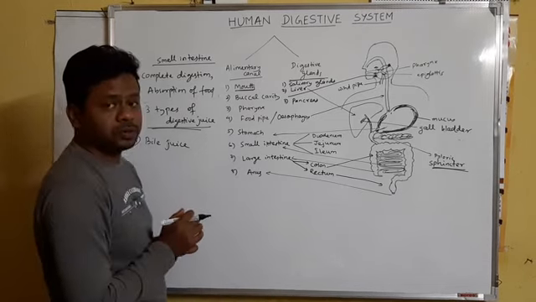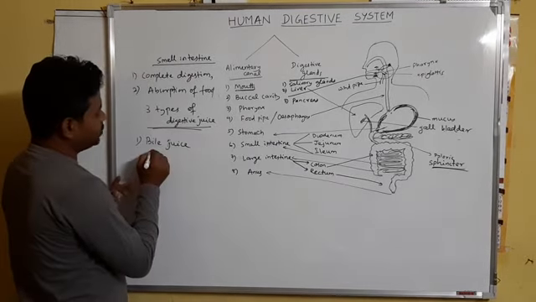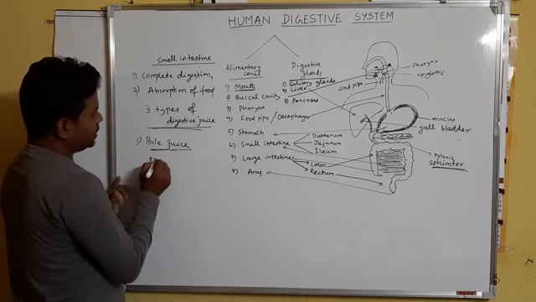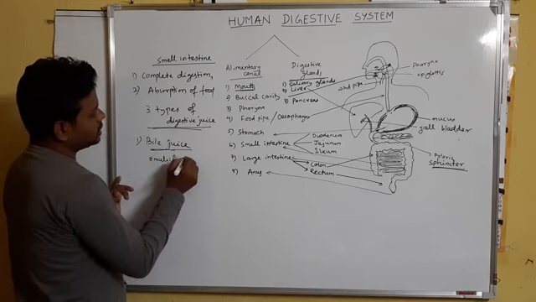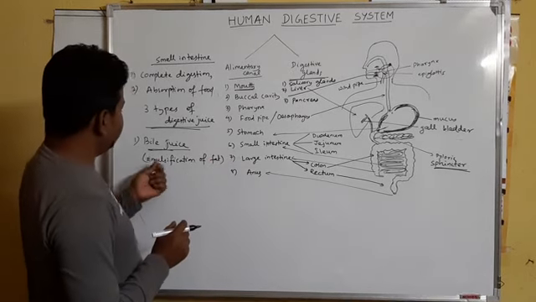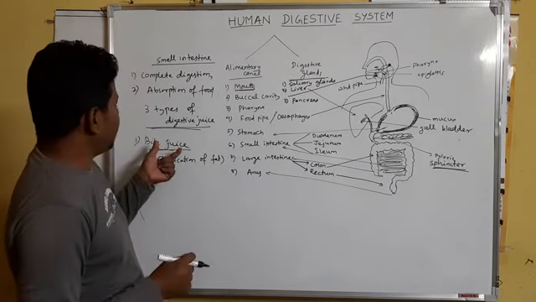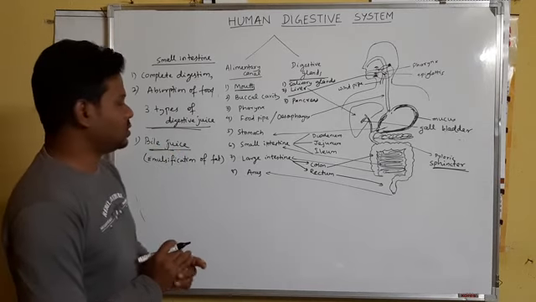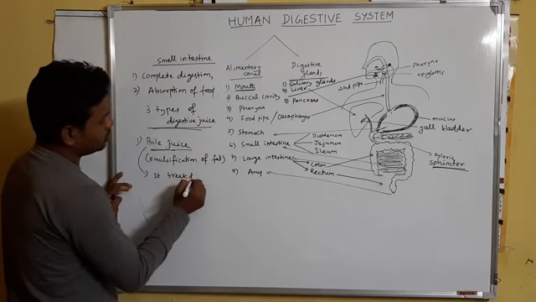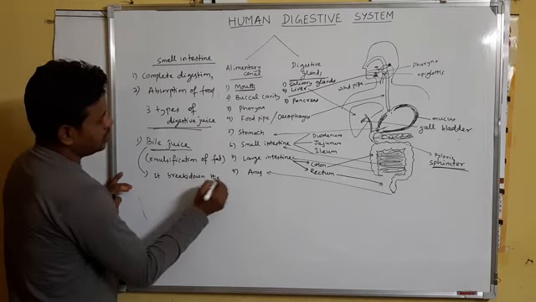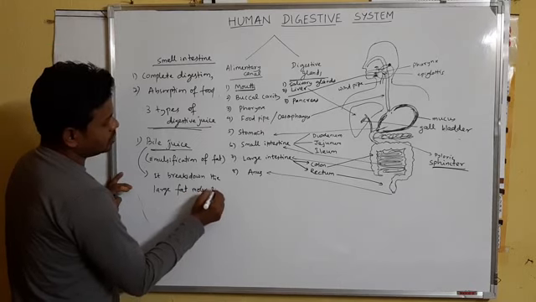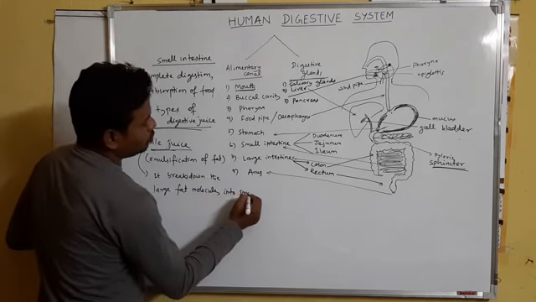Then what is the role of bile juice? The bile juice does one function, which is known as emulsification of fat. What is the meaning of emulsification? You know that bile juice contains some salts which are known as bile salts. It breaks down the large fat molecules into small globules.